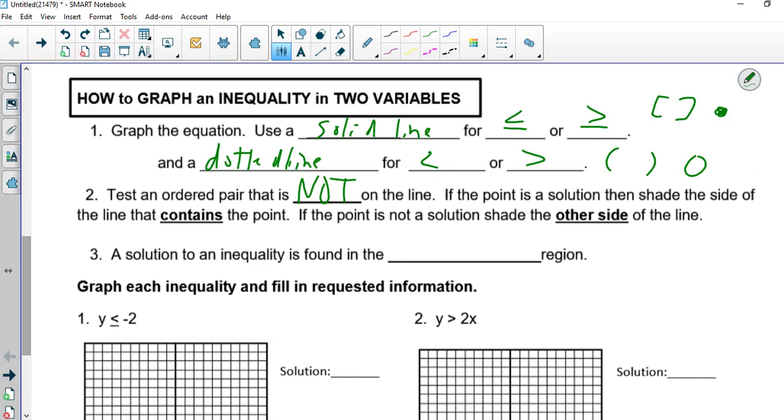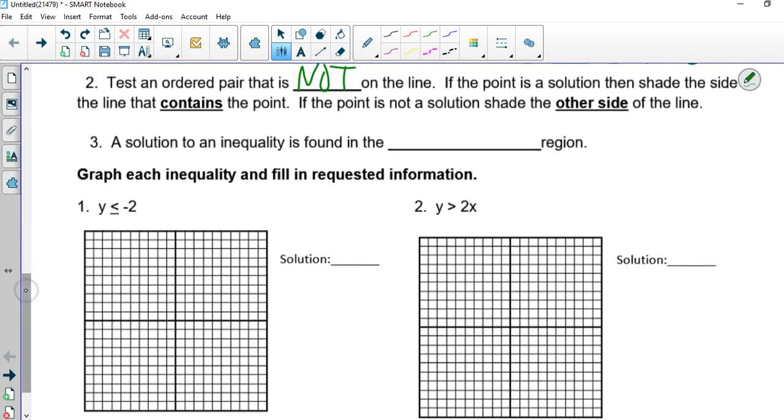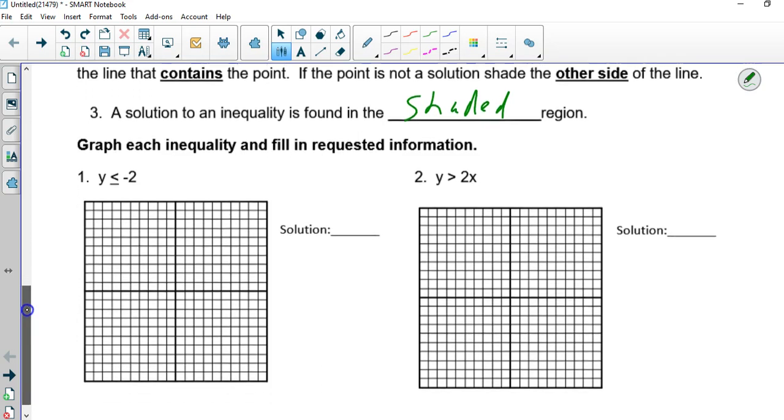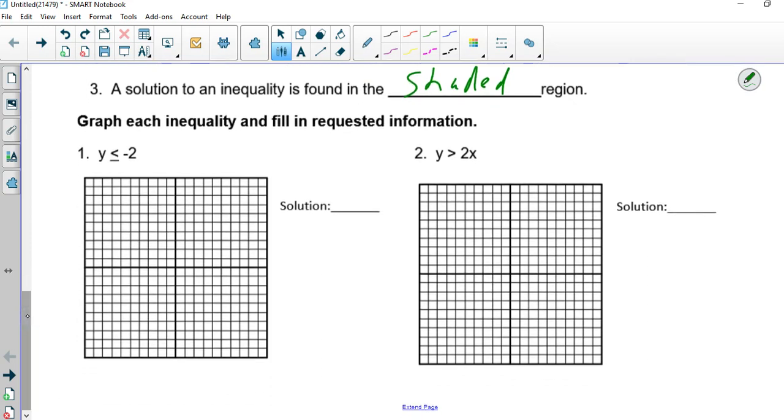We're going to test an ordered pair that is not on the line. If the point is a solution, then shade the side that contains the point. If not, we shade the other side. A solution to an inequality is found in the shaded region. So, we're going to graph each inequality and fill in the requested information.